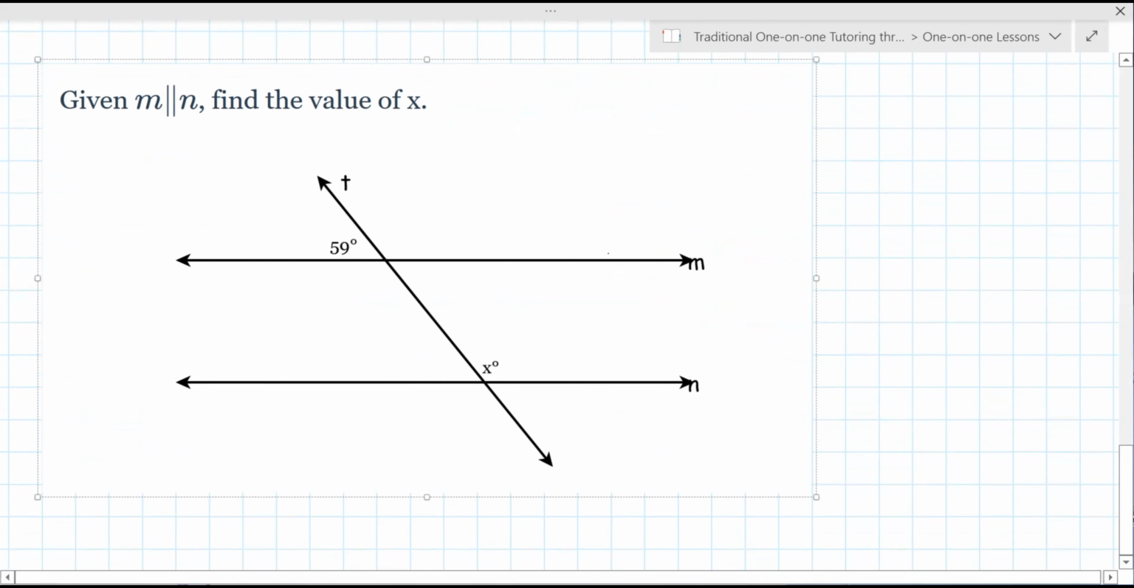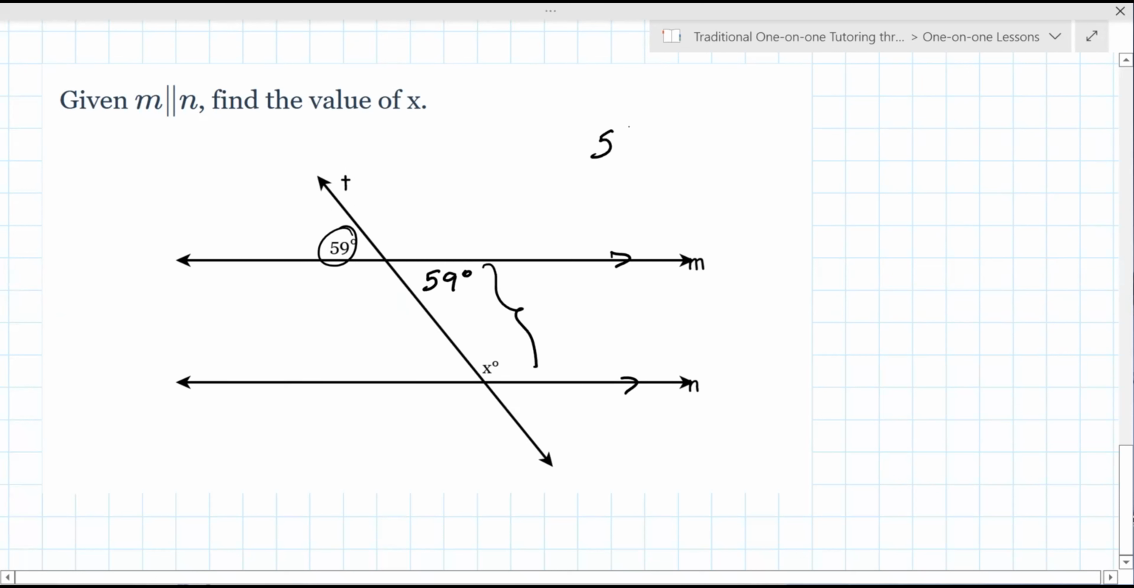Okay, so these two lines are parallel, very important here. So this 59 degrees is the same as this angle right here because of vertical angles. And then there's a bunch of ways to do it, but these are called same side angles, 59 and X. So same side angles add up to 180.